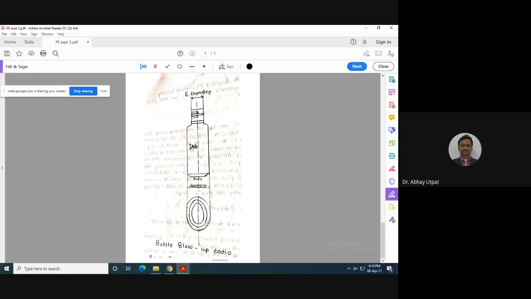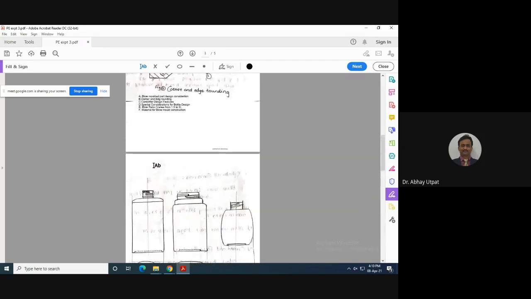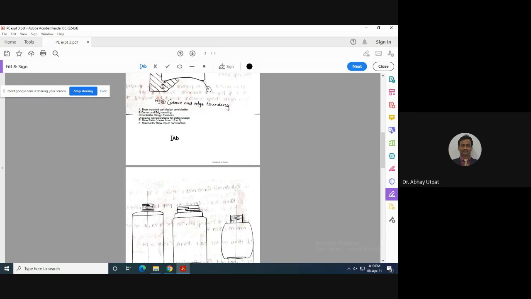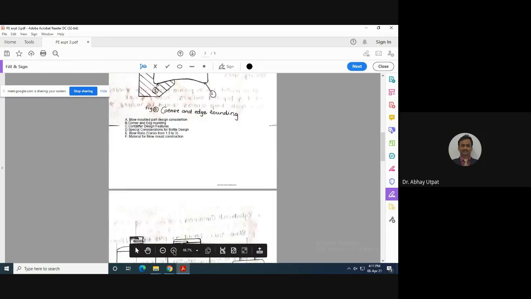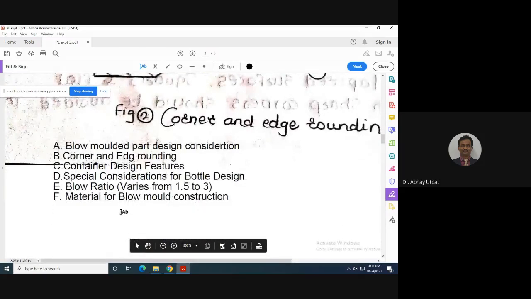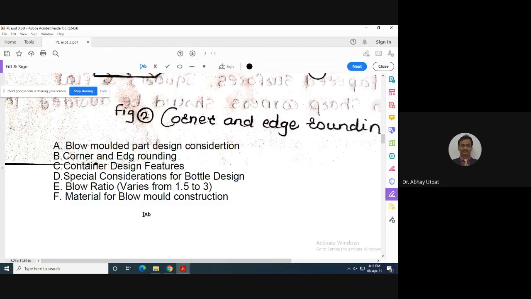Next important parameter is material used for blow mold construction. Not for the bottle, I am talking about the material used for blow mold construction. See the material for blow mold construction. Now we are talking about the sixth point, material for blow mold construction.